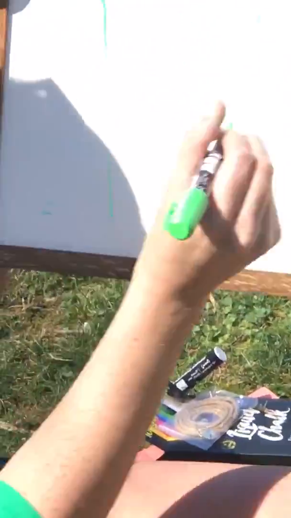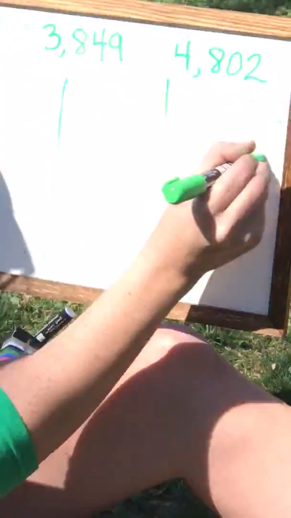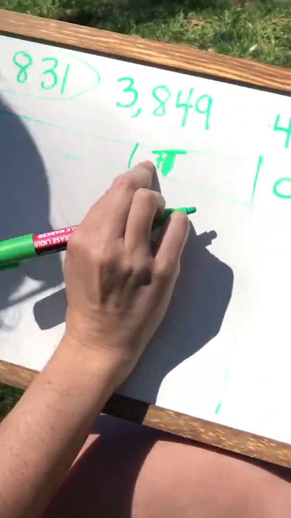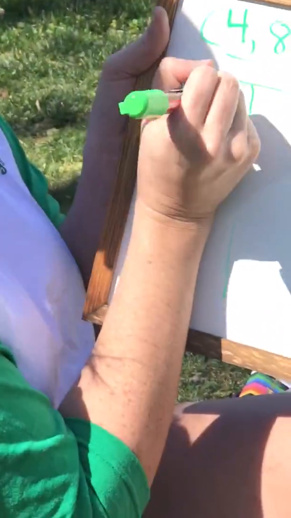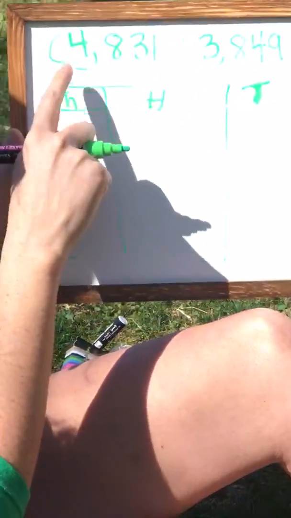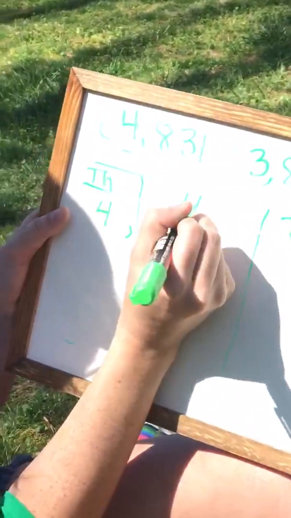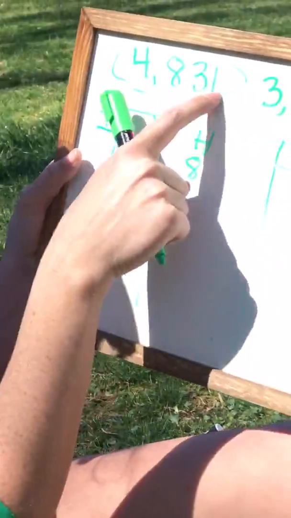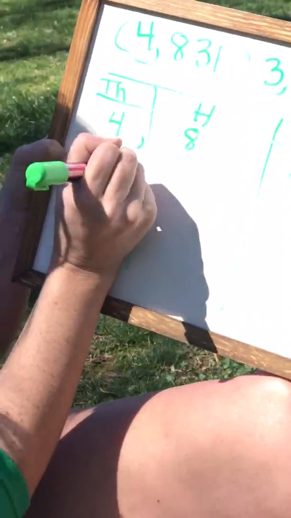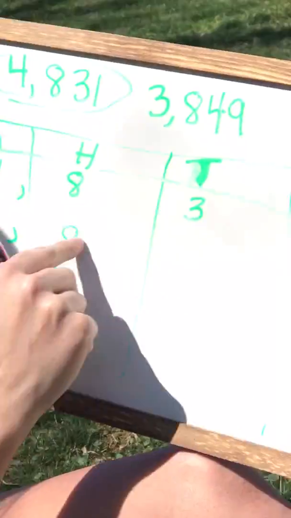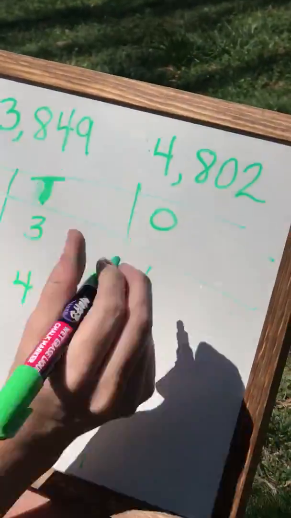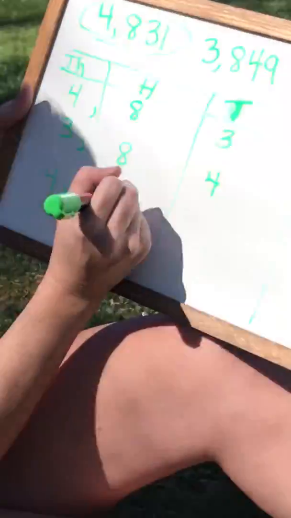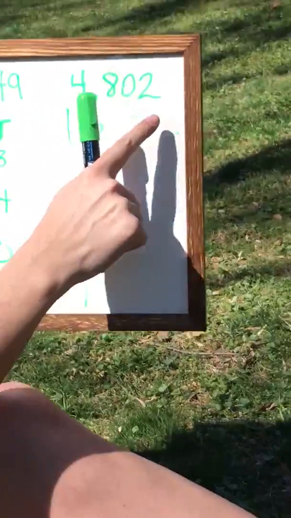And half again. Okay. Ones, tens, hundreds, and thousands. Number 1, 4,831. So there's 4 thousands, 8 hundreds, 3 tens, and 1 one. Our next number, 3,000, 8 hundreds, 4 tens, and 9 ones. And for our last number, we have 4 thousands, 8 hundreds, 0 tens, and 2 ones.